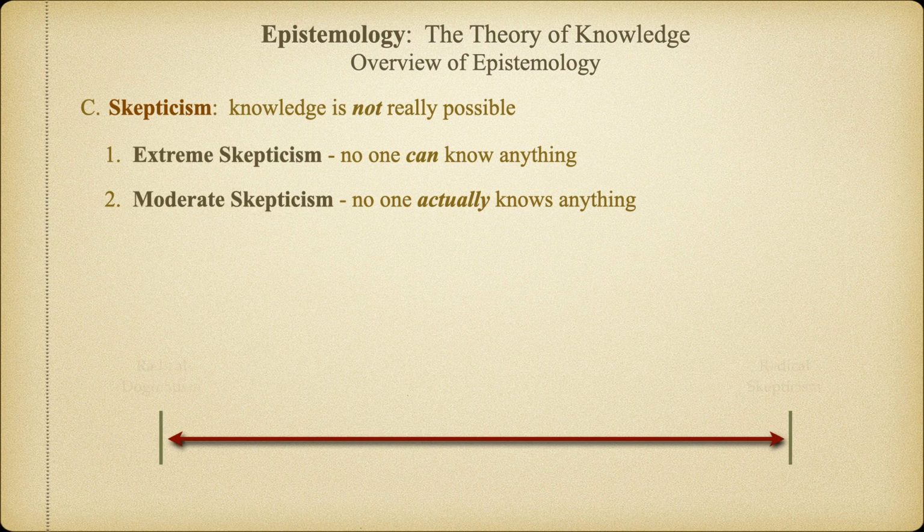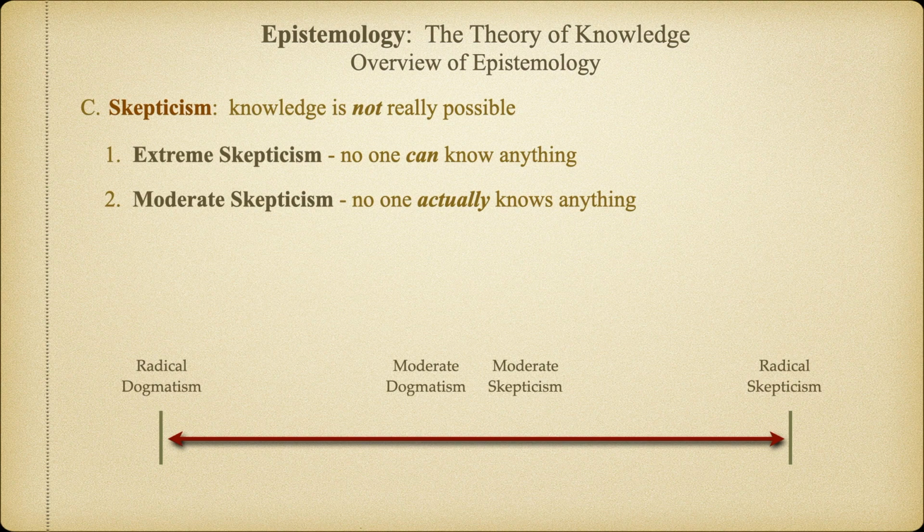But notice how moderate skepticism and moderate dogmatism are very closely related to each other. The former holds that no one actually knows anything, the latter, that there's at least one person that knows at least one thing. The difference between these views is very subtle, and this shows us that dogmatism and skepticism actually form a single continuum. On one end, we find the radical position that everyone knows everything, and on the other, that no one can know anything.